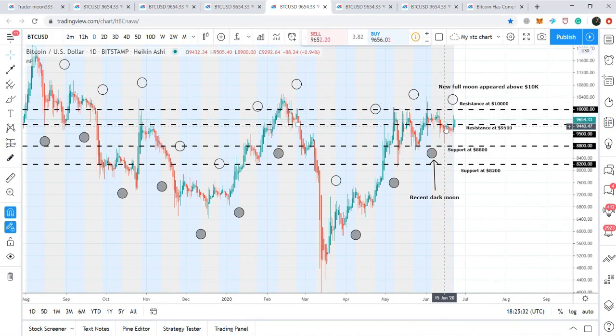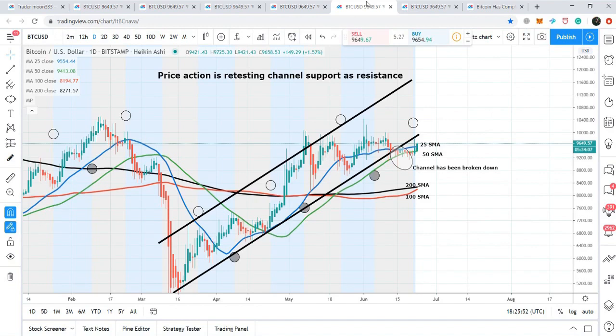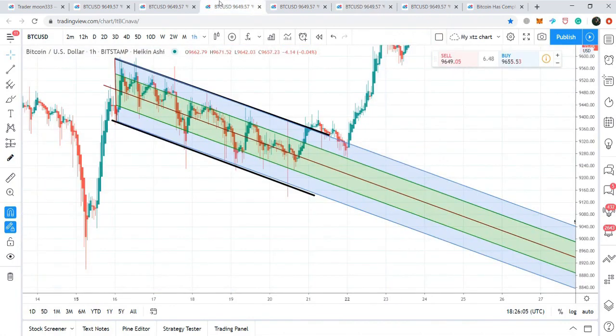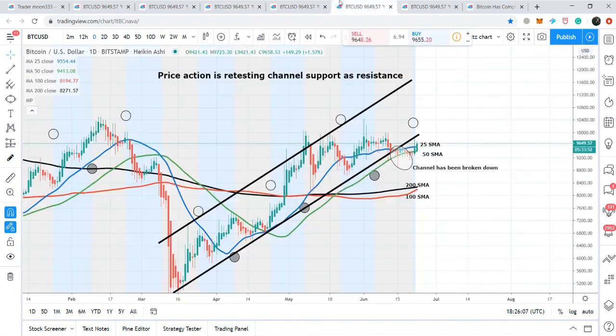So a few days back, the price action broke down this support of $9,500. At this time, we have a very strong bullish candlestick that is trying to break out of this $9,500 resistance level. If this resistance is broken out completely, then we can expect a spike up to this new full moon. Now, if we watch this previous channel that was formed on the daily chart, this was an up channel. The price action broke down the support of this channel on 15th of June, when it started the formation of this down channel on the hourly chart.